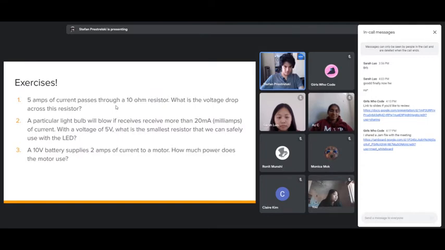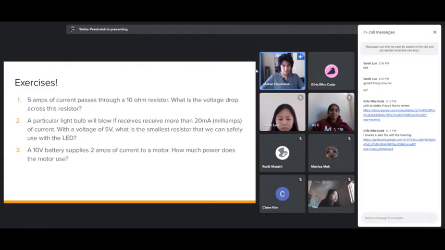Times 10 ohms. And that means we get a V of 50 volts. Make sense? So we've got 5 amps of current, which is I, and then we've got 10 ohms of resistance, so 5 amps times 10 ohms gets us 50 volts.